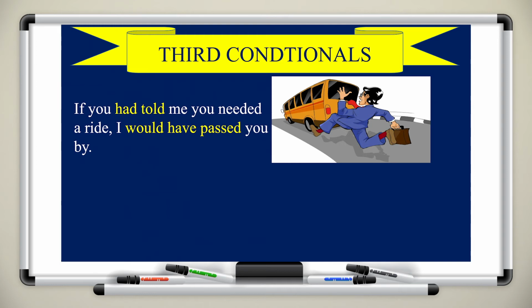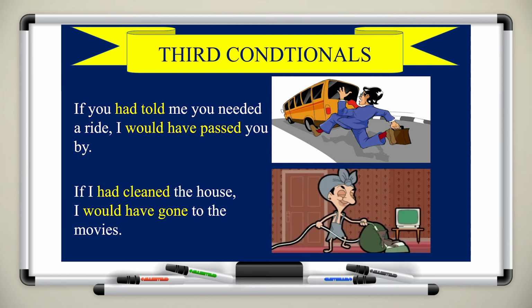So imagine that your friend came late to school and you asked him, why did you come late? He said that I didn't have a ride. So what would you tell him? If you had told me, I would have picked you up. Did he tell you? No. Okay? So this is something in the past. It's a past situation.